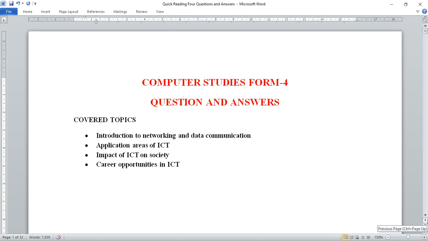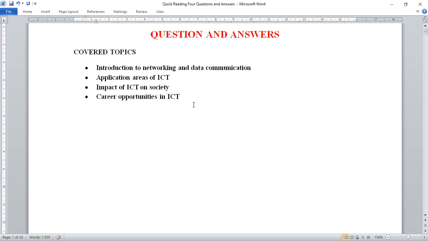Hello, I want us to look at Computer Studies Form 4, that is Questions and Answers. The covered topics are the four main topics in Form 4. We have the Introduction to Networking and Data Communication. We have Application Areas of ICT. We have Impacts of ICT on Society. Then we have the Career Opportunities in ICT.